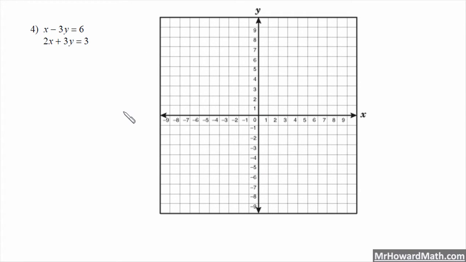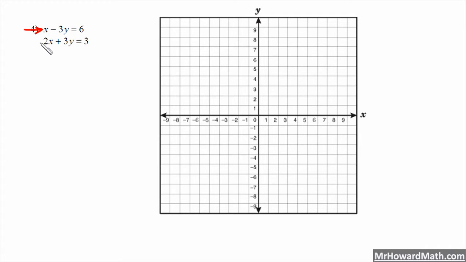All right, now for example 4, so we're going to solve by graphing still. In order to graph these, we need them in slope-intercept form. They are in standard form. So we're going to get this one in slope-intercept form. So I'll do that down here. We'll do that one in red.